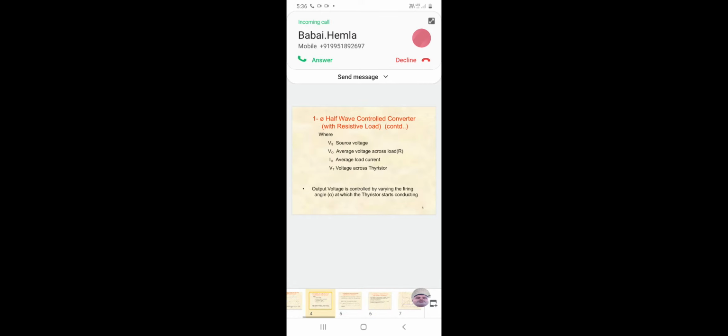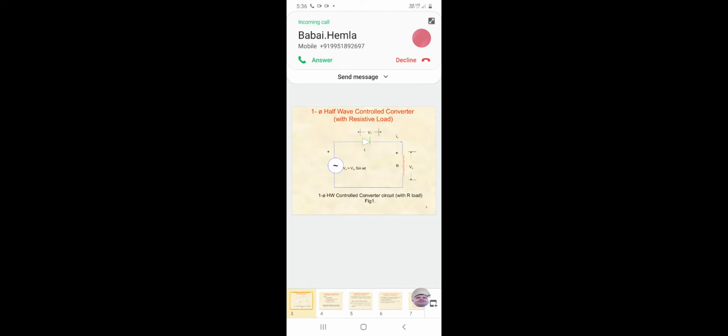Suppose we have to control the full wave cycle, then we have to use two or more thyristors. So that is the meaning of the single phase half wave control converter. We use single phase circuits, and we control only the half cycle of the single phase by using a single thyristor, a single SCR.